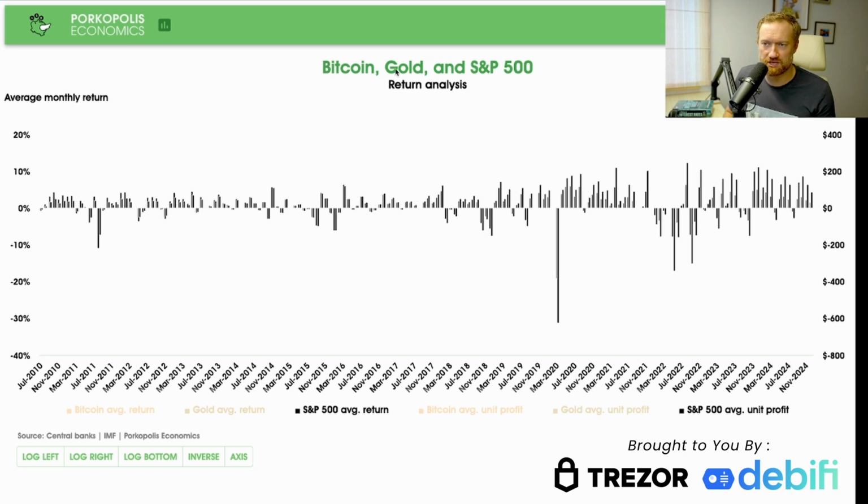I'm looking at three things: Bitcoin, gold, and the S&P 500. Okay, start with the S&P 500. Talked about that yesterday. Talked about how the S&P 500 follows an exponential growth trend because of compound interest.